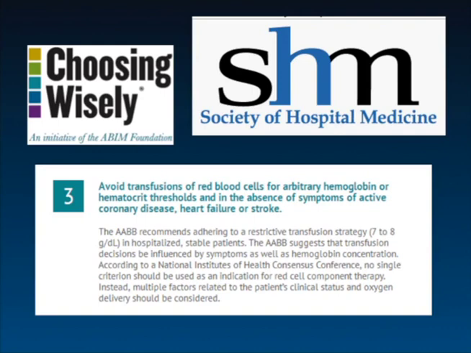Shared with the public, and just as an example, giving one slide here where we took the Society of Hospital Medicine, one of the fastest growing organizations in the United States of physicians. You could see from there, Choosing Wisely campaign, one of the 5, this is number 3, one of the 5 do nots is avoid transfusion of red cells for arbitrary hemoglobin or hematocrit thresholds and in the absence of symptoms of active coronary heart failure or stroke.